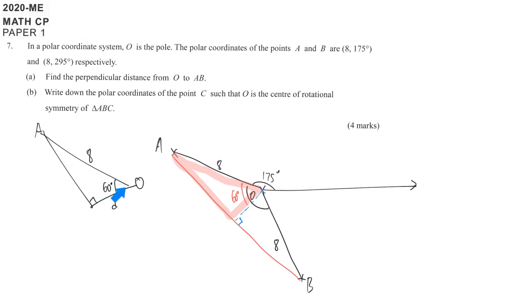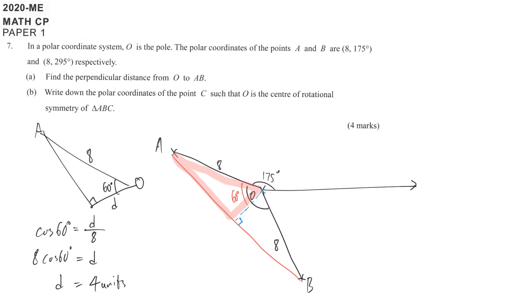So we can get this distance by using a suitable trigonometric ratio. To this angle, this is adjacent. To this angle, this is hypotenuse. So we are going to write down the cosine ratio. Cosine 60 degrees is equal to D over 8. That means D is equal to 8 times cosine 60 degrees. Then we use a calculator, or you remember the special angle is 1 over 2. So we get 4 cm here, 4 units here. That's the answer of part A.